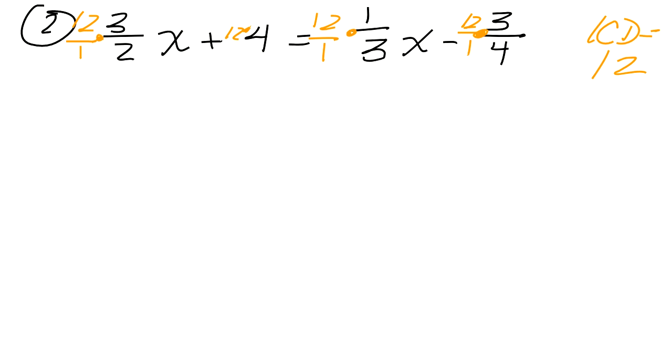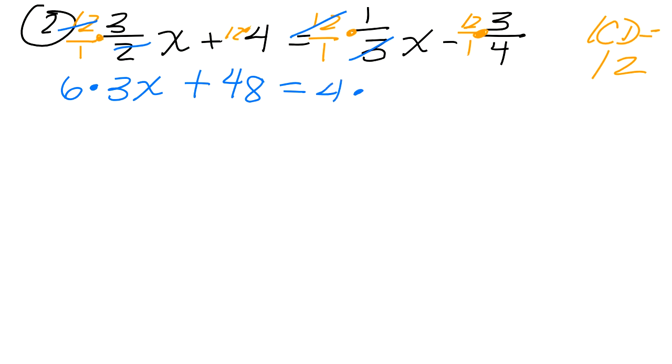And now I'm going to use the 12 to cross cancel my denominators. 12 cancels the 2, but there's 6 left over now times that 3x. In the second term, we don't have a denominator, so we're just going to multiply. So 12 times 4 gives me 48. On the other side, the 12 cancels the 3. I'm left with 4 here, so 4 times 1x. And minus 12 cancels the 4, but there's 3 left, so 3 times 3 here.